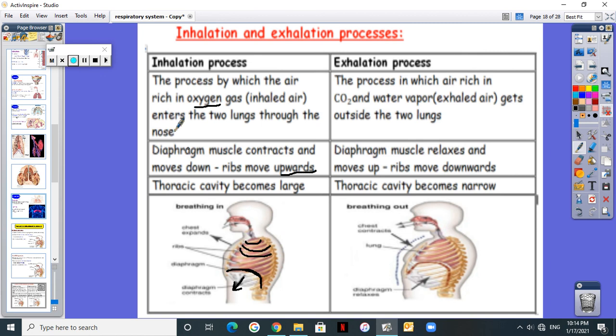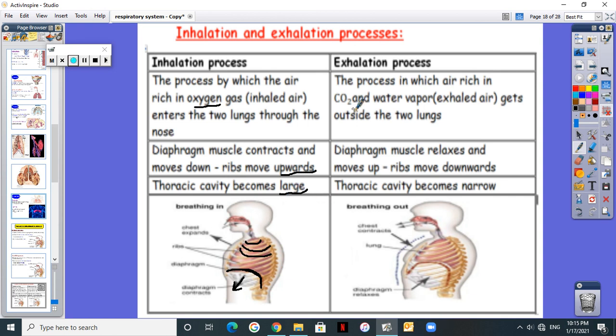Try to inhale, try to enter the oxygen inside your lungs. Your diaphragm contracts and moves down, and your ribs move upwards. What about your thoracic cavity, or your chest? Of course, your chest becomes large to make the oxygen enter the two lungs. So during the inhalation process, the diaphragm contracts and moves down, your ribs move upwards, and your thoracic cavity becomes large.